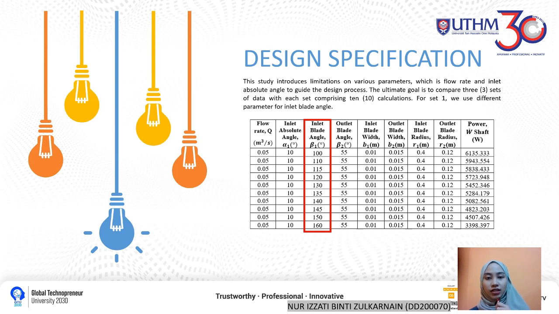So this study introduced limitations on various parameters, which are flow rate and inlet absolute angle, to guide the design process. We use the same flow rate, which is 0.05 meter cube per second, and the same inlet absolute angle alpha 1, which is 10 degrees. The ultimate goal is to compare 3 sets of data, each set comprising 10 calculations. For set 1, we use a different parameter for the inlet blade angle, from 100 degrees to 160 degrees. Then all the other parameters will be constant.